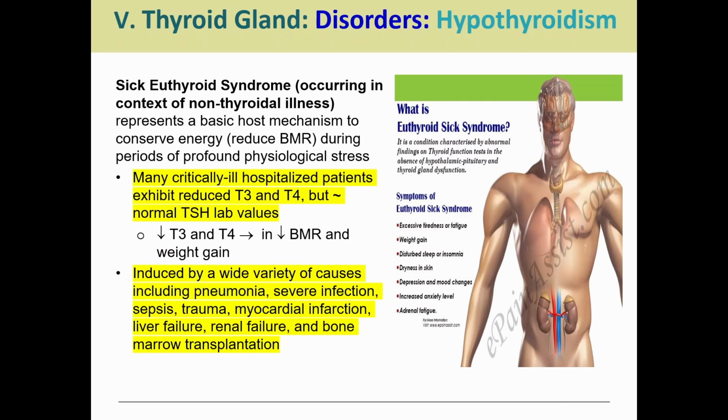There's also sick euthyroid syndrome. Basically, it represents the basic host mechanism to conserve energy when you are undergoing physiological stress. And so when we see people who are critically ill and hospitalized, we see that their T3 and T4 levels go down, but they're still producing normal thyroid stimulating hormone.